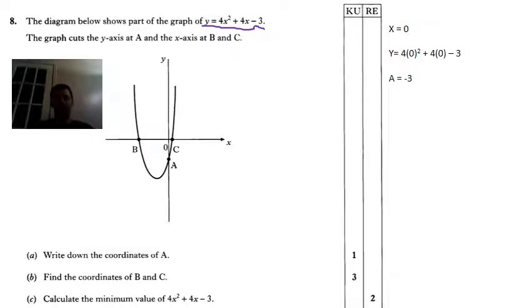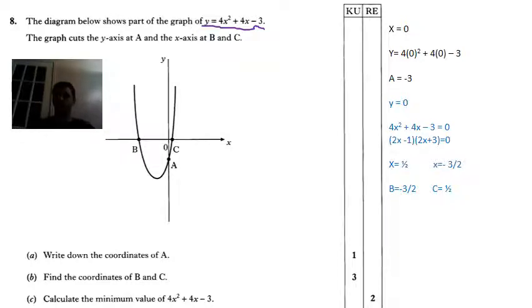Second one, a bit more difficult, says find the coordinates of B and C. Well, B and C are here on the x-axis, that means the y value is 0. So I can set y equal to 0 in my graph. So I've done that here. Now I've got that equation there. To solve for x, I can't just rearrange it, so I have to factorise. Again, that's something that you should be familiar with now, but if not, look back in previous videos.